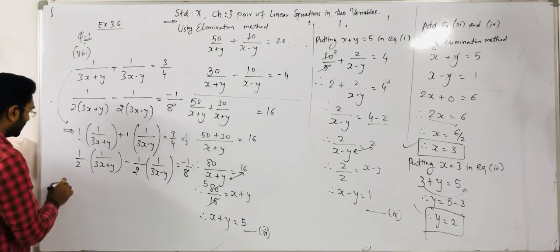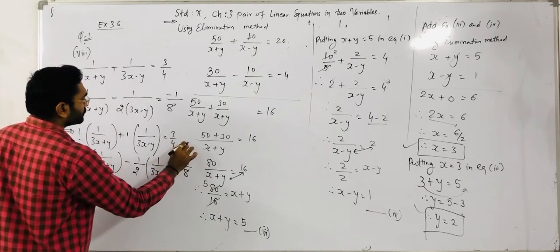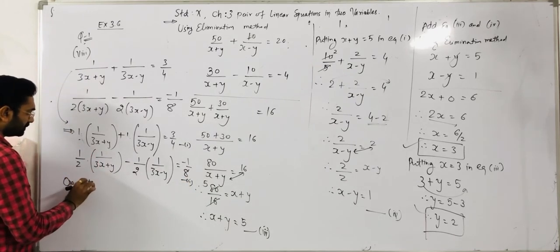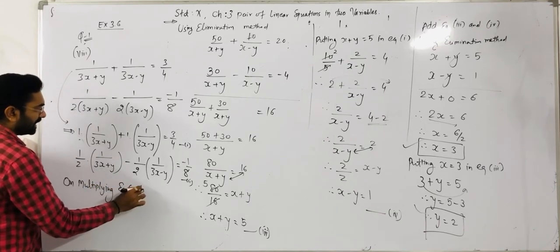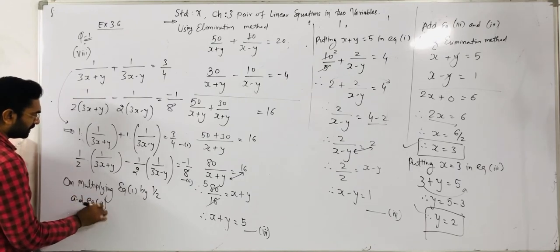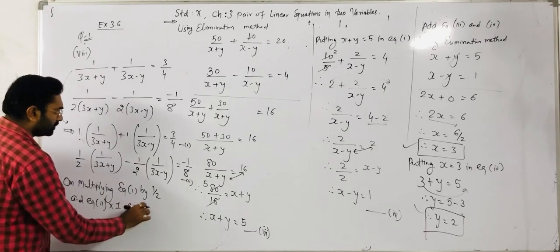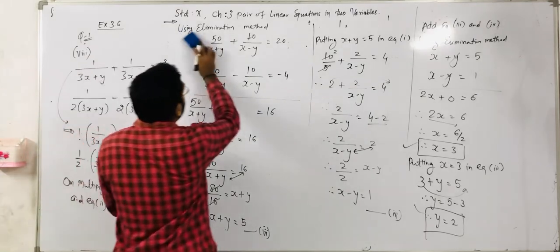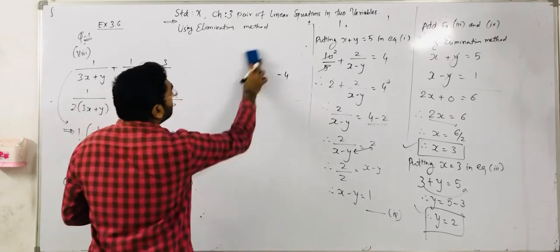So here, suppose this is equation 1 and this is equation number 2. On multiplying equation 1 by 1 by 2, and the second equation we do not multiply by any different number, so as by 1, we add them. So what do we get? Here I apply the elimination method, so that's why it is directly easy for us.